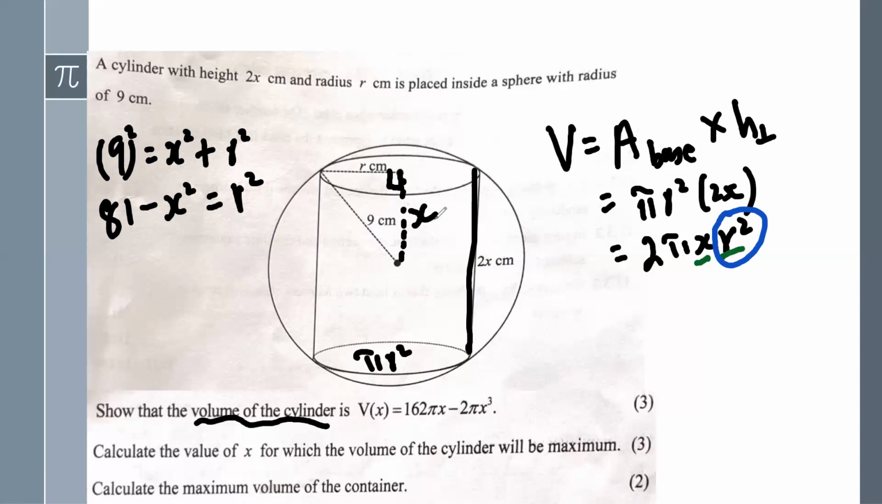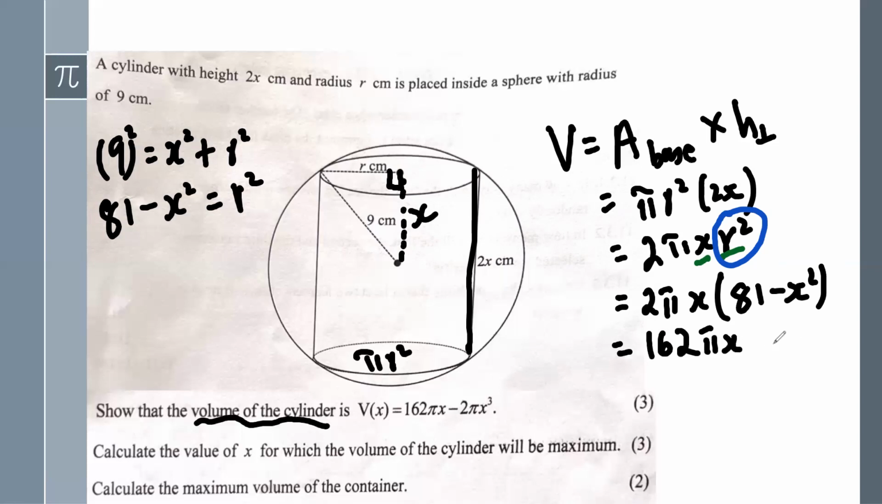So I will substitute 81 minus x squared in the place of r. And in this case, I'll have 2 pi x times 81 minus x squared. And multiply out. I guess now we see where the 162 comes from. 162 pi x minus 2 pi x cubed. And this is exactly what I was required to prove.